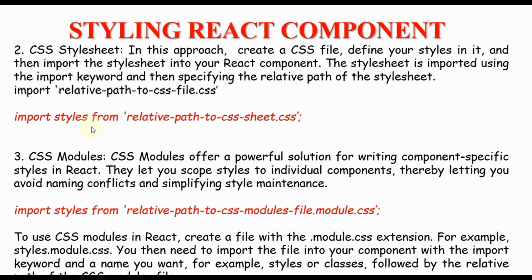The third approach to styling and creating your CSS in React is CSS modules. CSS modules offer a powerful solution for writing component-specific styles in React. They let you scope styles to individual components, thereby letting you avoid naming conflicts and simplifying style maintenance. To use CSS modules, you create a file with .module.css as the extension, for example style.module.css. You then import the file into your component with the import keyword and a name you want, for example style or classes. You choose any name, followed by the path of the CSS module.